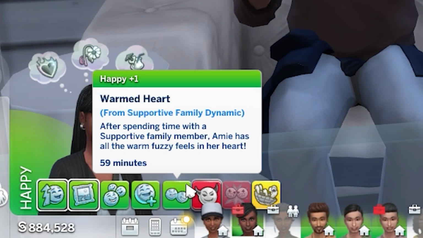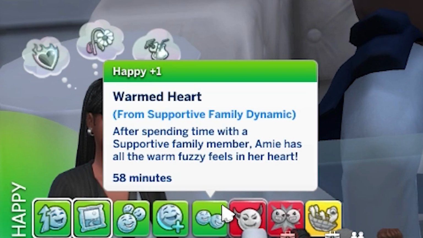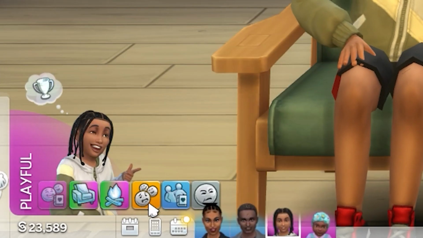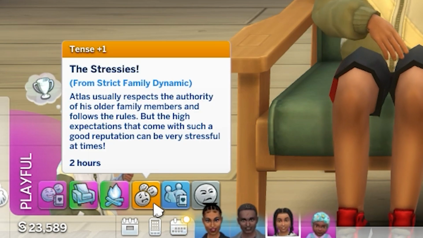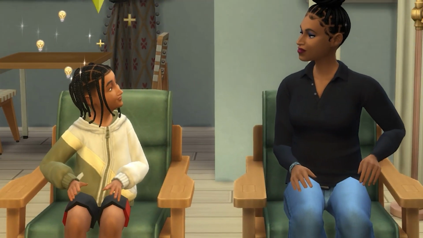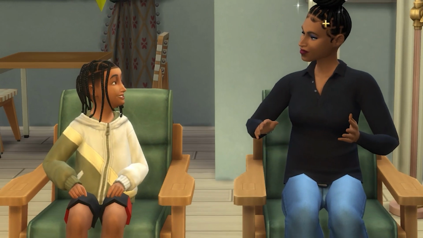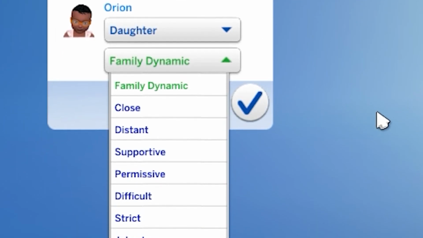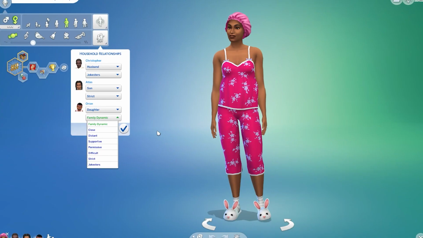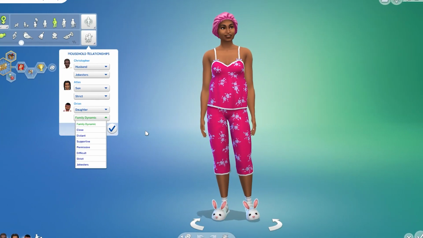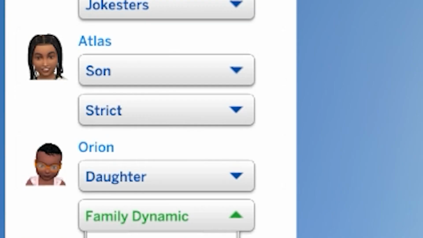You might notice that your family dynamics are causing moodlets. Things like a strict parent feeling stressed out about being too strict might occur. This happens when they're with the other Sim with whom they have the family dynamic. There are seven family dynamics that came along with the pack. Some of them are only available for Sims with an age gap, like a child Sim and an adult one.